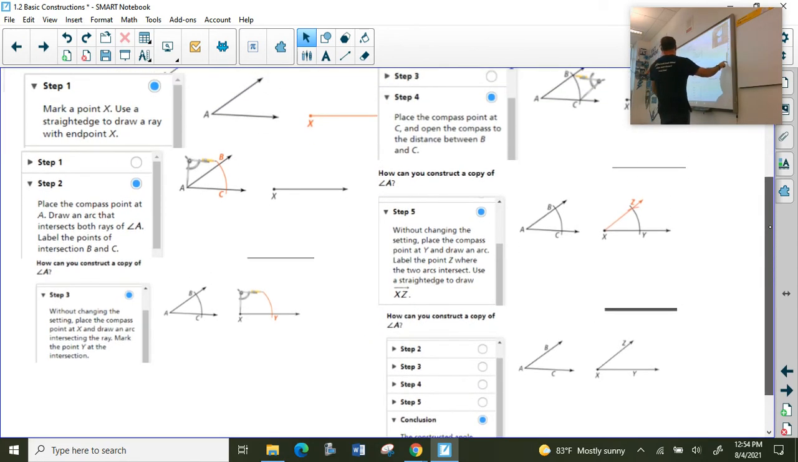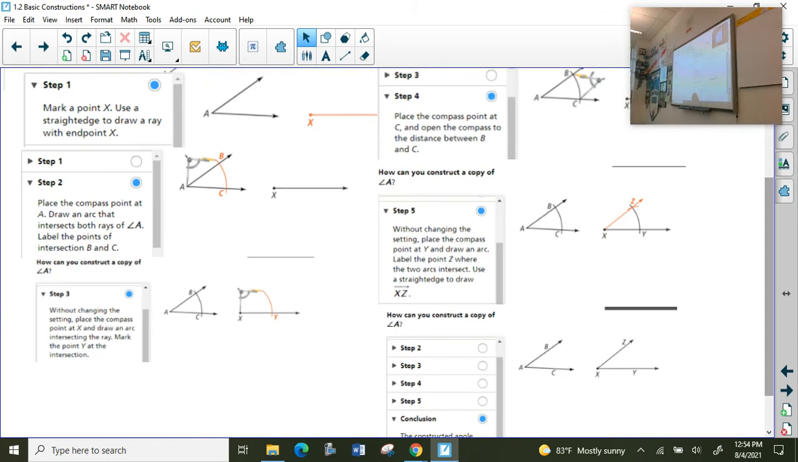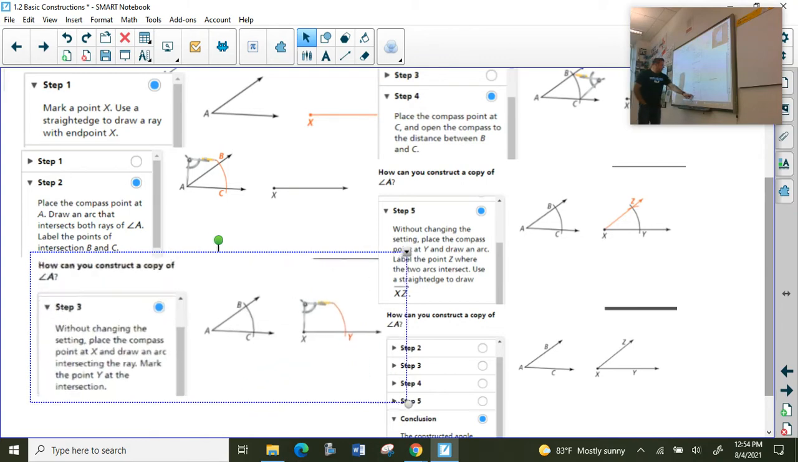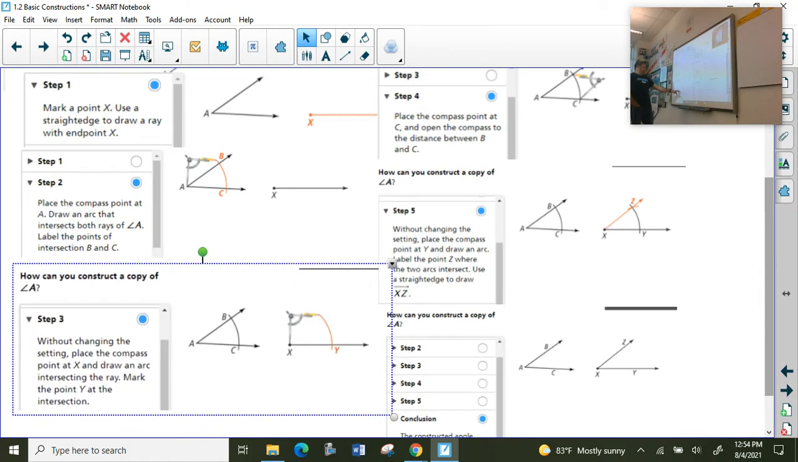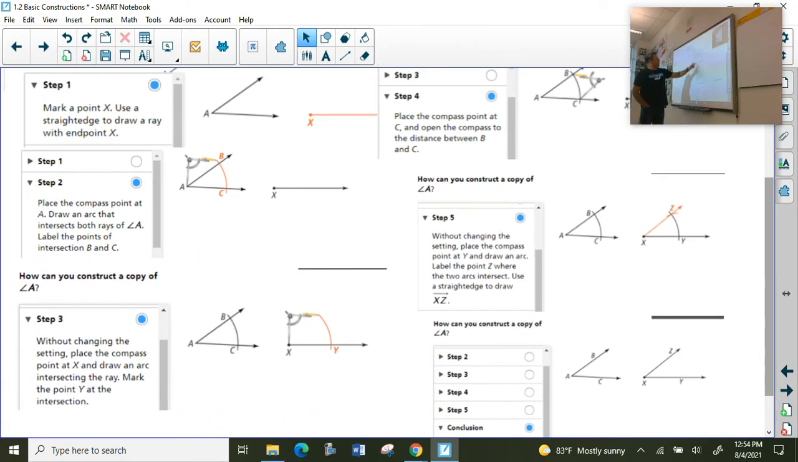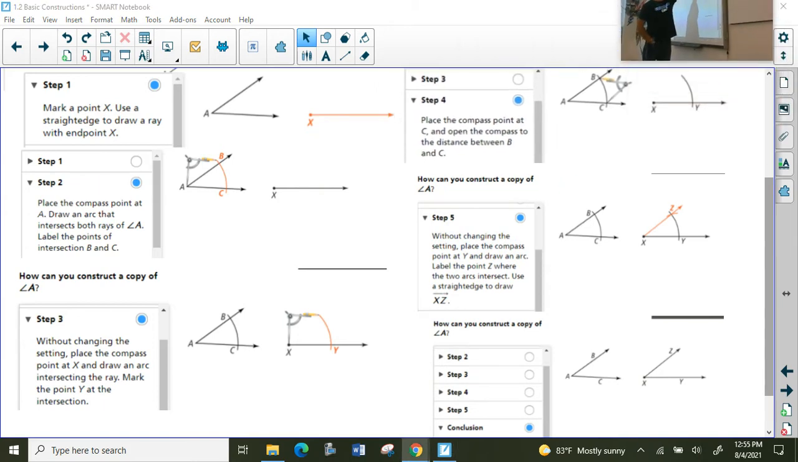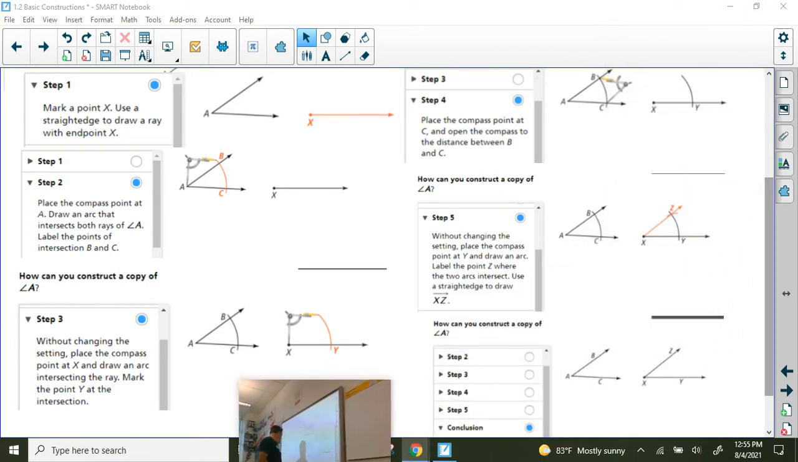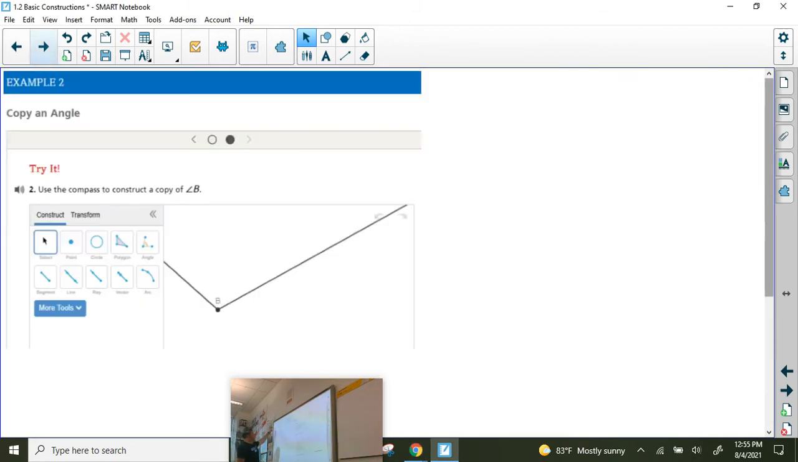So I'm going to put this up here. There's your steps. Okay, step 1, step 2, step 3. I'll make this a little bit bigger for you here. Okay. Then you got step 4, step 4, step 5, and then the conclusion, step 6, okay? Pause the video, write the steps down. I'm actually going to do this with you though.